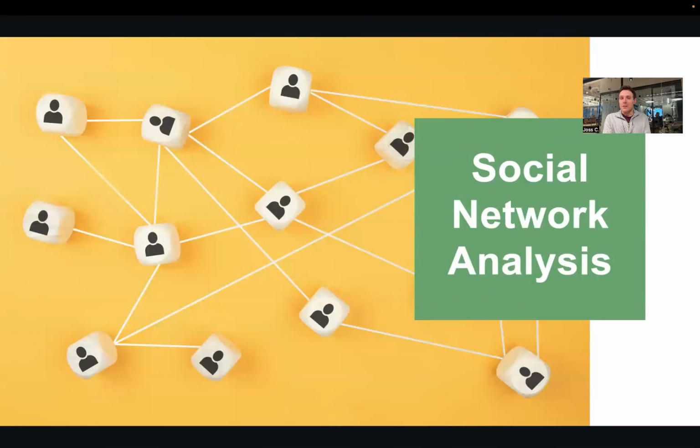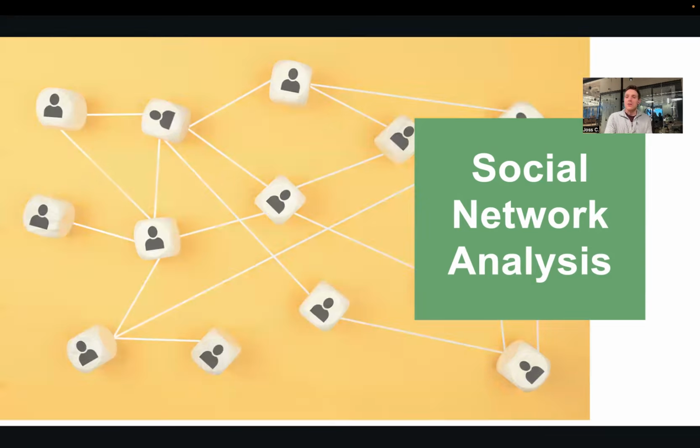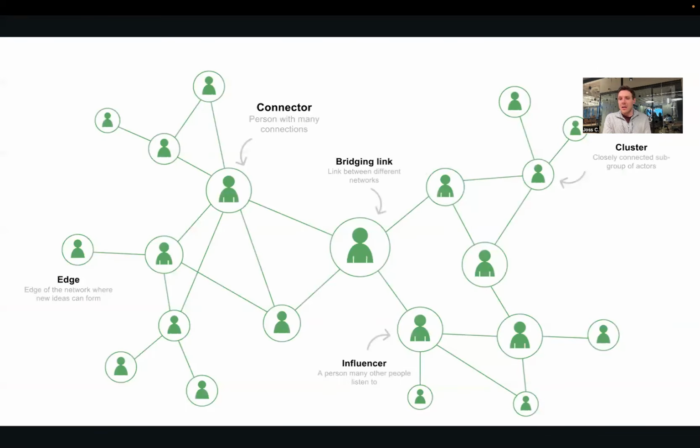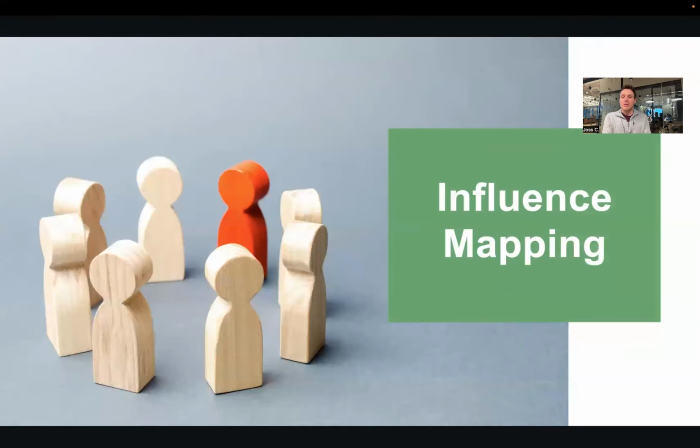And this is where social network analysis is going to help us actually understand what is that network of connections and how does it influence the outcomes in the system. So we can think about who are the connectors, who are the bridging links, where are the clusters, the influencers, who are the people on the edges, and so on and so forth. So that's talking about the actors and their interrelationships.